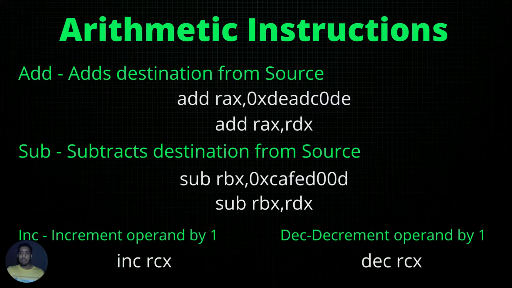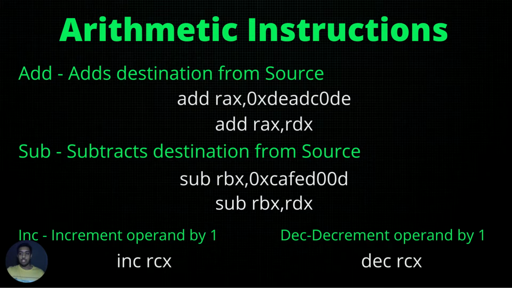Let's take a look at some instructions under the arithmetic category. They are meant to perform arithmetic operations such as add, subtract, or even multiply. In the first example of the add instruction, 0xdeadc0de is added to the value of the RAX register, and the result is stored in the RAX register. And in the second example, the value of register RDX is added to RAX, and the result is stored in the RAX register.